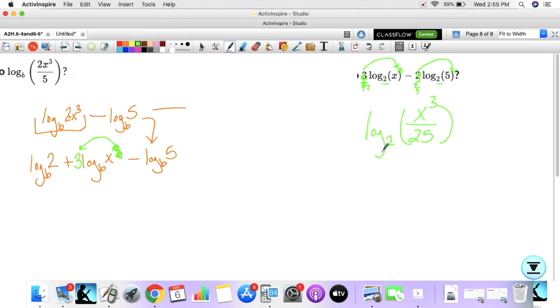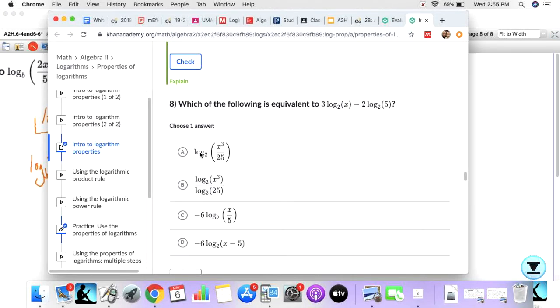But right now, there's nothing else I can do. I'm ready to go back and check x to the 3rd over 25. So log base 2, x to the 3rd over 25. That's what I want to choose.